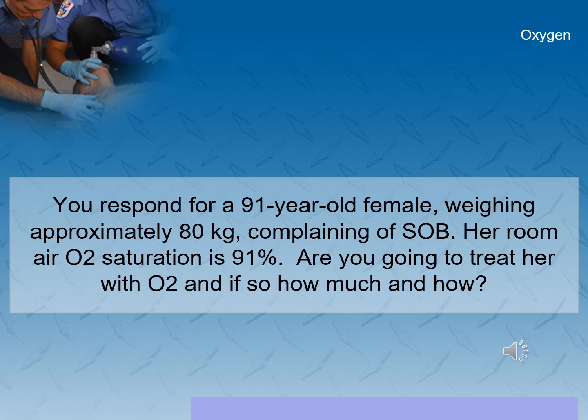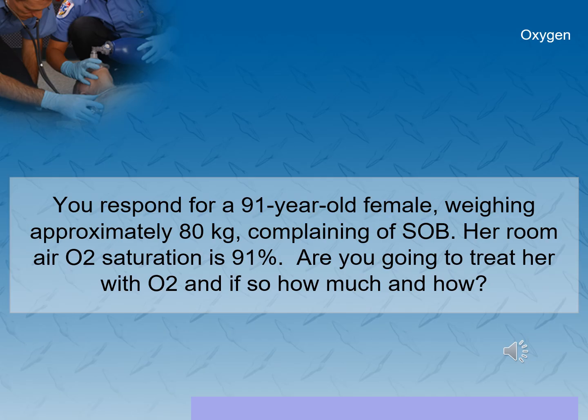Oxygen. You respond for a 91-year-old female weighing approximately 80 kilograms, complaining of shortness of breath. Her room air O2 sat is 91%. How are you going to treat her with oxygen, and how? So, the current rule of thumb is you want to make sure the oxygen saturation for most of our patients is between 94 and 99%. Remember, a 91% oxygen saturation on a COPD patient actually is very good, or probably normal for them.